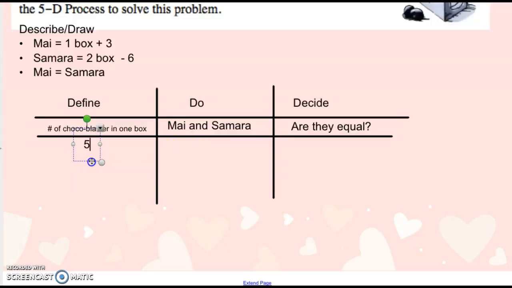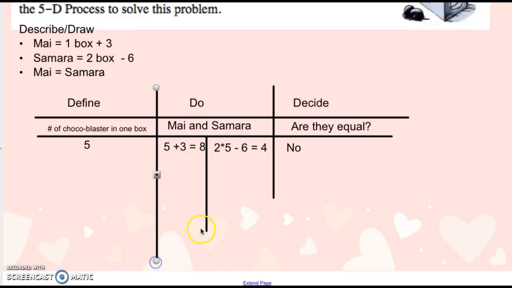So if I pick 5 for my number in my Choco Blaster box, if Mai has 1 box, she would have 5 plus 3 more because she gets 3 from Warren. I'm going to divide these so we can see. So Mai then would have 8, and Samara has 2 boxes, and she gets rid of 6. So she has 2 boxes, so that would be 2 times 5 minus 6 that she gives away, and that would equal 4. So my answer here would be no. So I'm going to have to try another number.